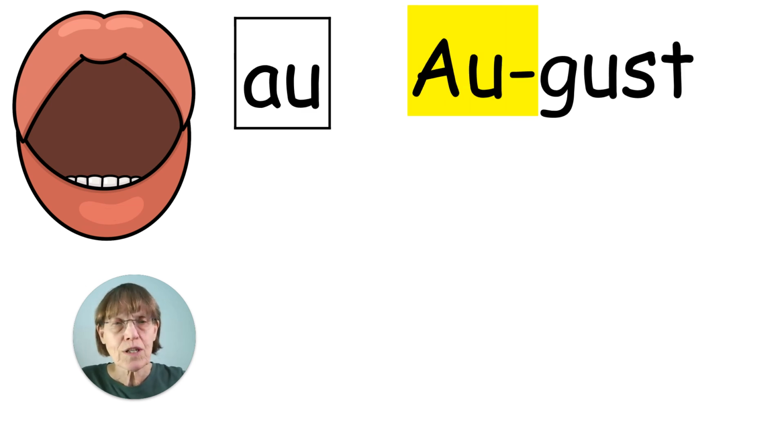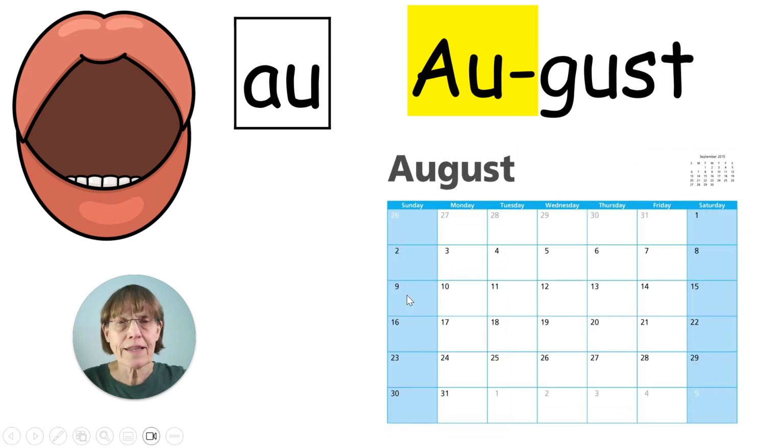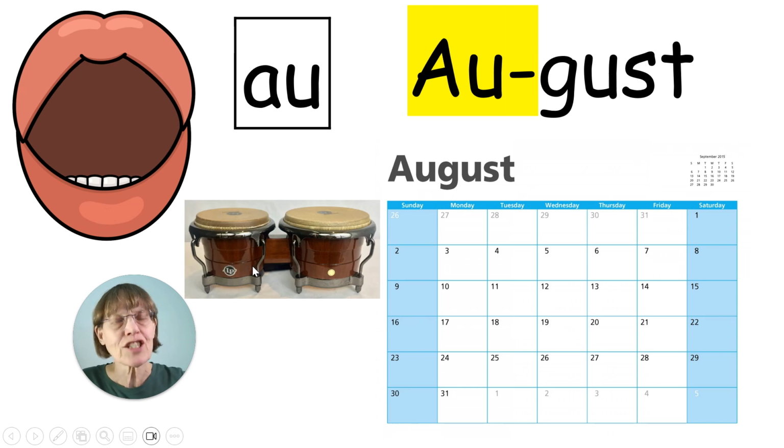Please read this word. Our ah sound is the first beat, just ah. And then we have g, a, st, August. August is a month. It's a 2-syllable word, 2 beat.